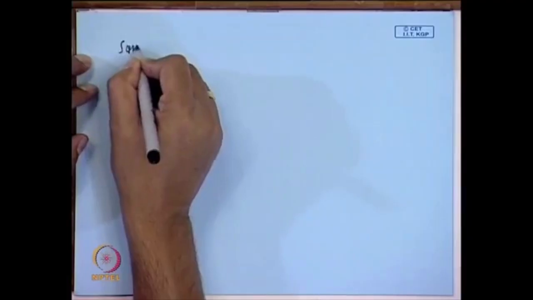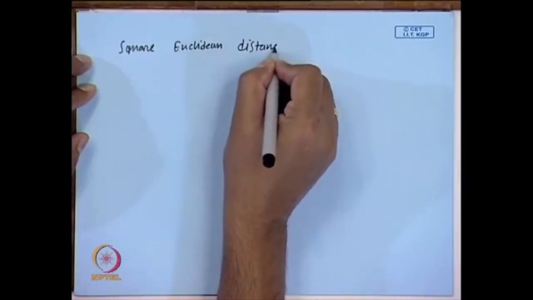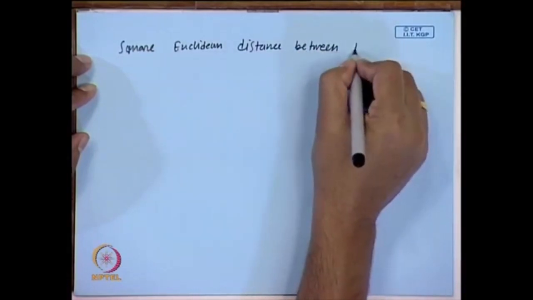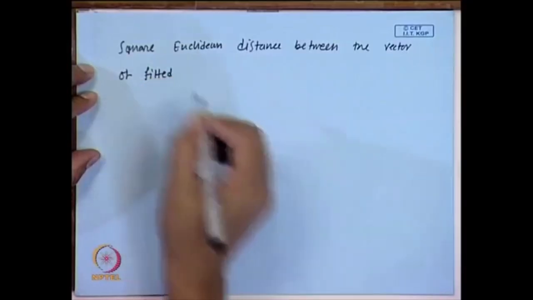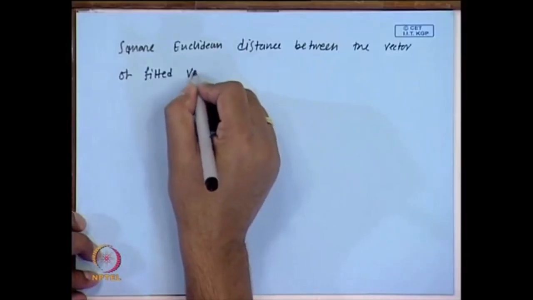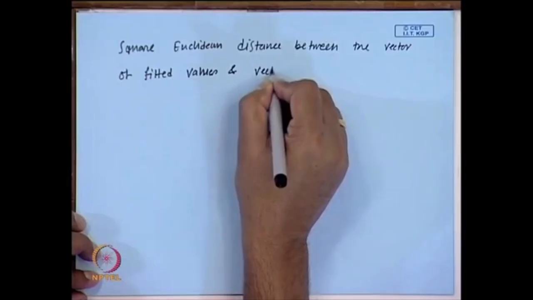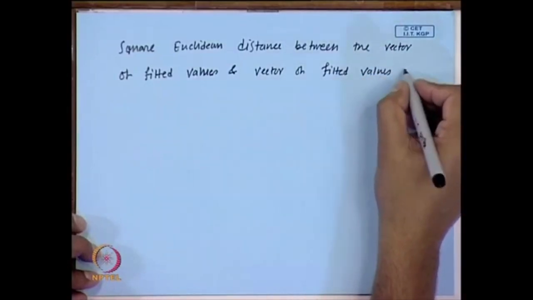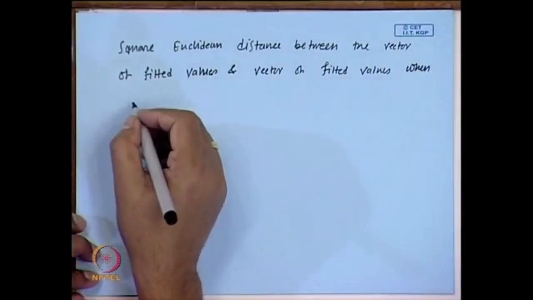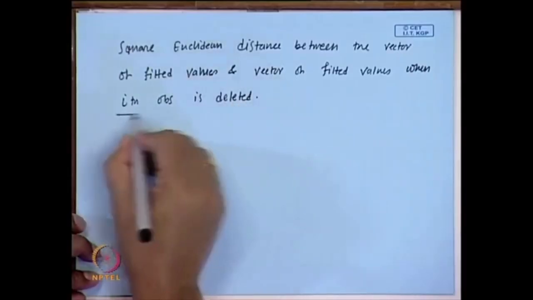This can also be treated as the squared Euclidean distance between the vector of fitted response values and the vector of fitted response values when the ith observation is deleted.